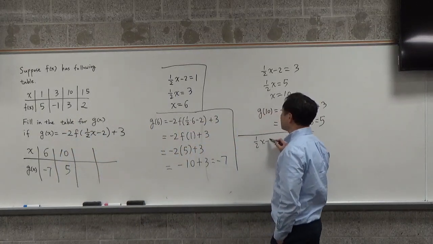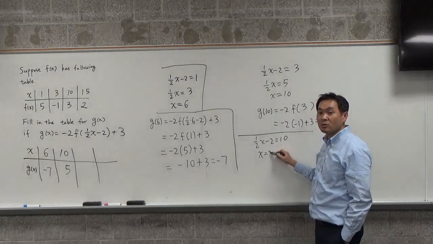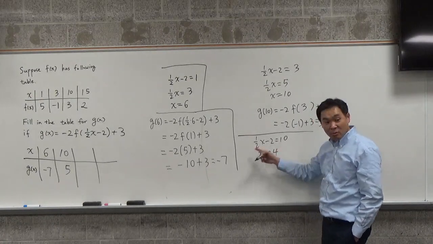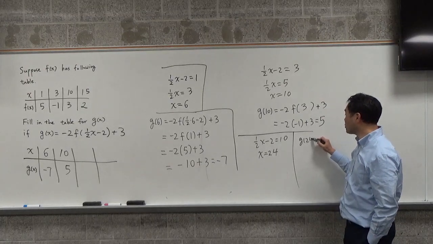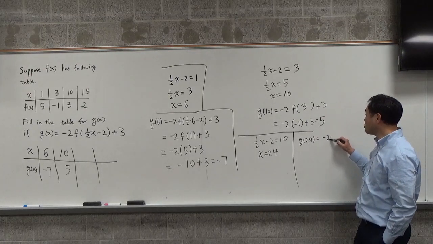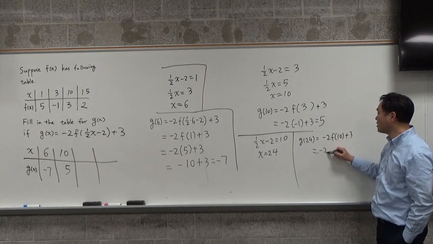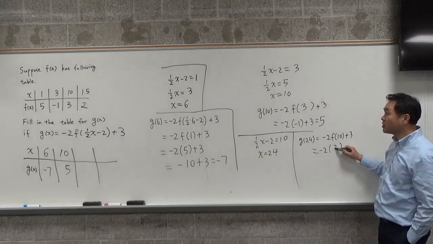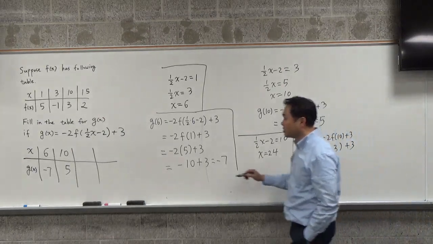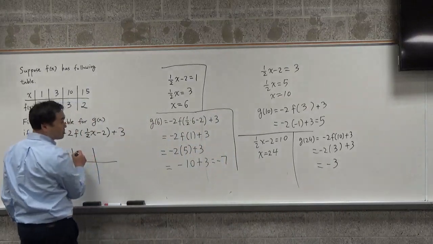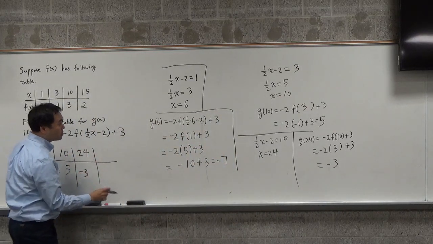1/2 x minus 2 equals 10. Gives you x equals 24. 12 and then you multiply by 2, that's 24, right? And then g of 24 is going to be negative 2 f of 10 plus 3. What's f of 10? f of 10 is 3, plus 3, so it's going to be negative 3. So when x is 24, it'll be negative 3.